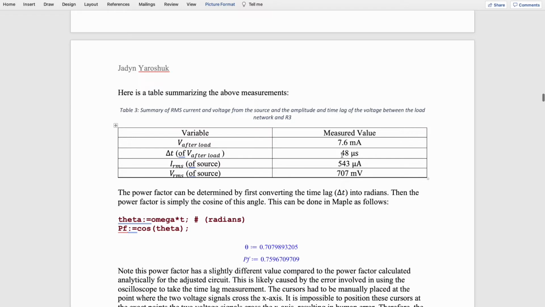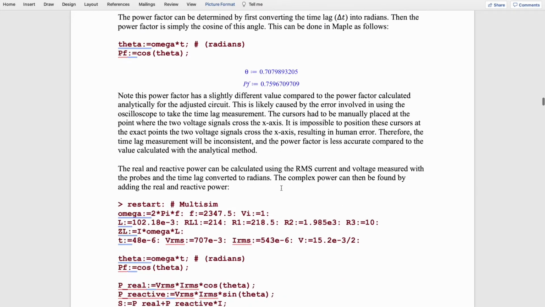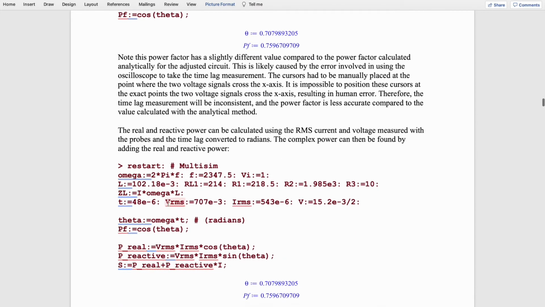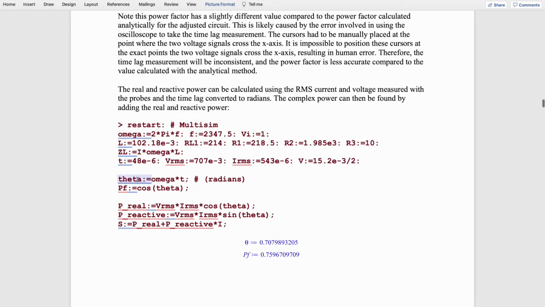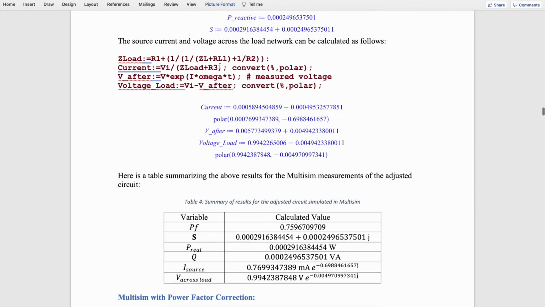We can use this time lag to find the phase difference of the voltage minus the current, which is right here in radians. And then the power factor is just the cosine of this angle. These formulas were taken from the topic notes. And using this time lag, VRMS and IRMS, we can just calculate the real power, reactive power, and the complex power using these formulas.